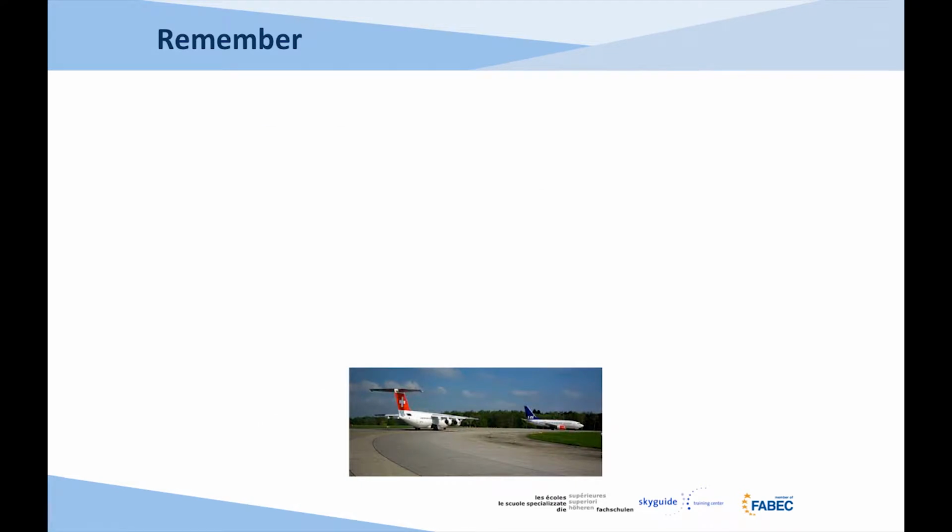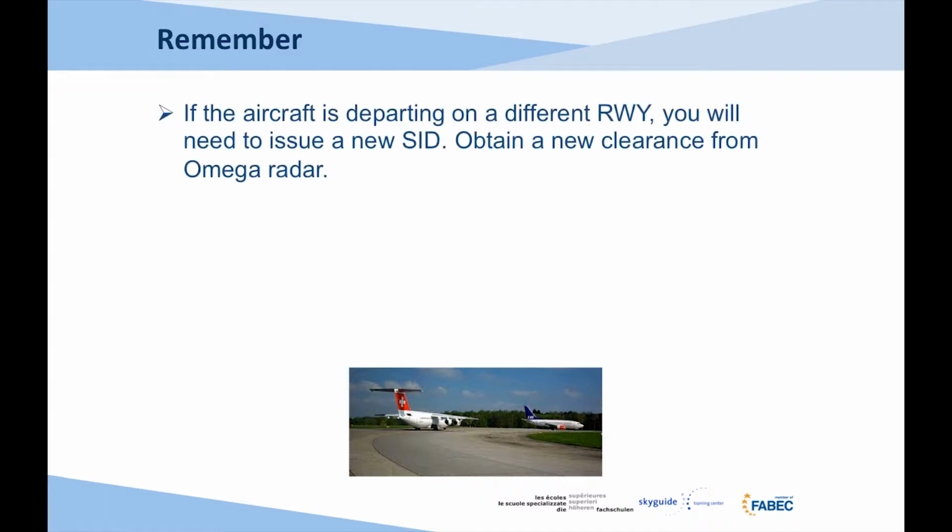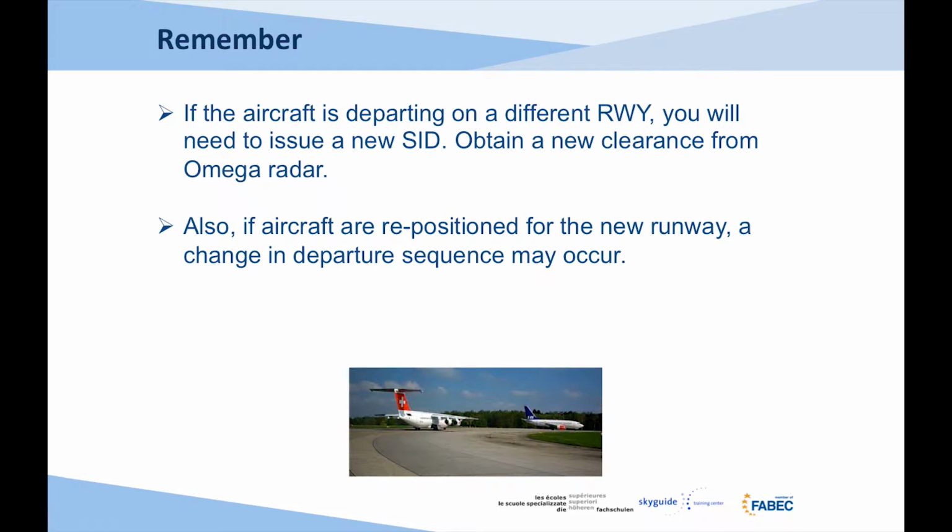Here are a few important things you need to remember regarding your IFR traffic when you do a runway change. Keep in mind that if you depart an aircraft on a different runway, you need to issue a new SID. Therefore, call Omega Radar for the new IFR clearance and thereafter give it to the pilot. Also, if you reposition your aircraft for the new runway, a change in the departure sequence may occur, depending at which positions your aircraft are taxiing in that moment.